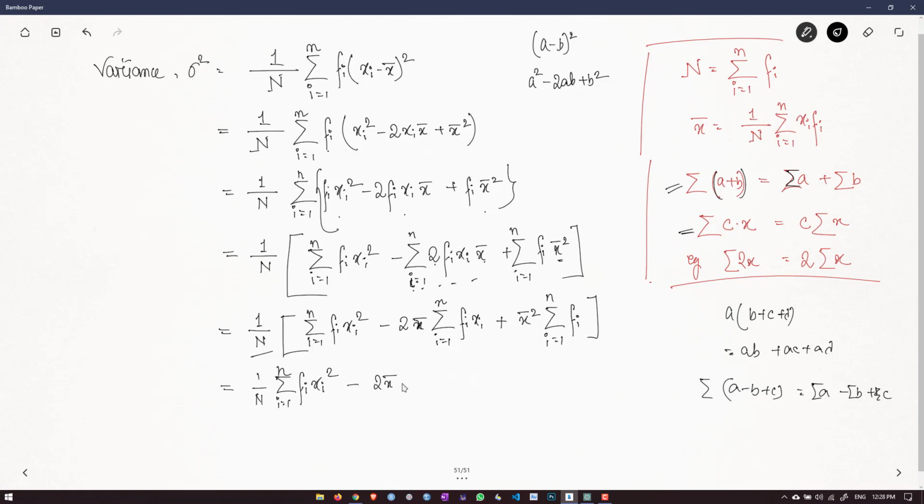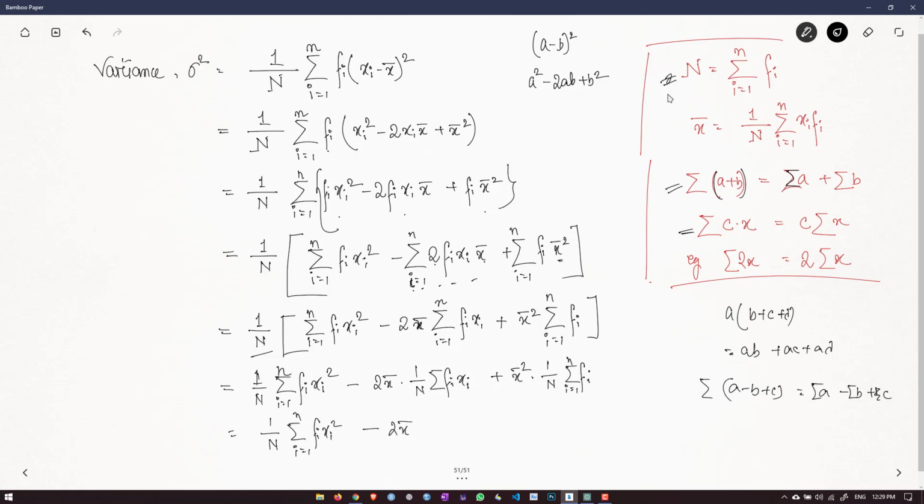2 times x bar into 1 by n summation fi xi plus x bar square into 1 by n summation fi, i goes from 1 to n. We have simply multiplied this 1 by capital N to all of them, right? So the first term will be the same, 1 by n summation fi xi square. Next term, 2 times x bar will be the same. Now what is 1 by n summation fi xi?